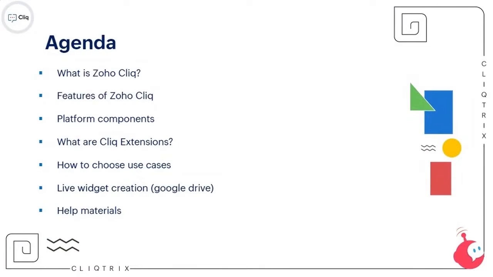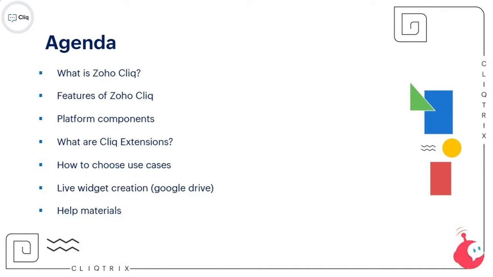First, we'll see what Zoho Cliq is. Once we understand what it is, we'll look into some of the features of Zoho Cliq and how it will be useful in any business for that matter. After that, I'll explain about all the internal components present in the Cliq platform, which can be used in Cliq extensions. We'll also see about Cliq extensions, which are what you'll be working on for most of the contest.